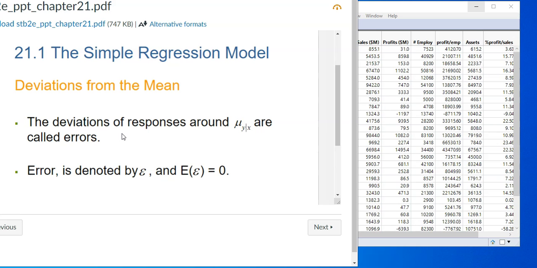So what are the conditions here for the regression model to be a good model? We'll go through a lot of information, but we'll go slowly and one by one. So one of the things we have here is the deviation of response around mu. So what is deviation? The best way to remember deviation is standard deviation and variance. What do they show? They show variation. And variation means how the data are spread around the mean.